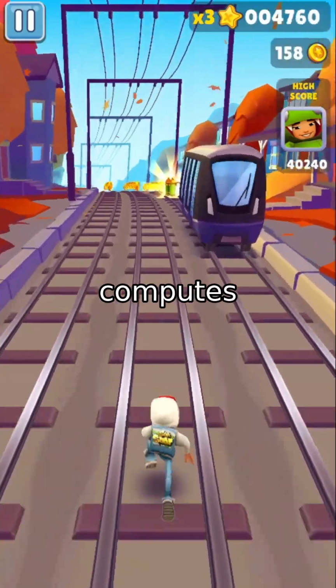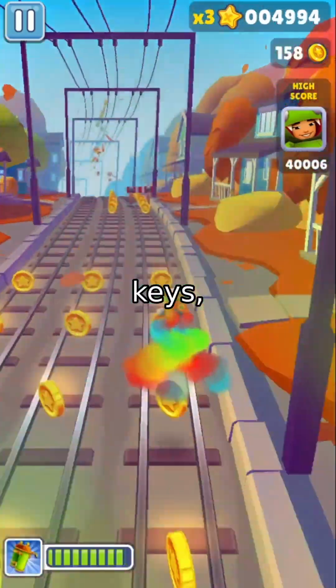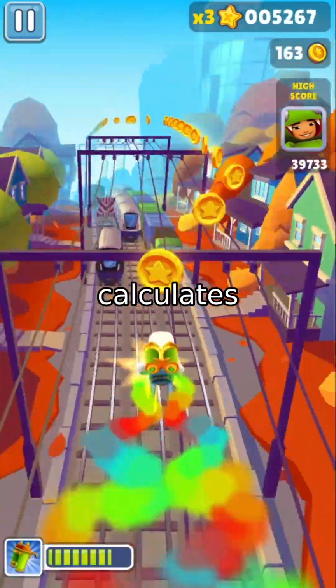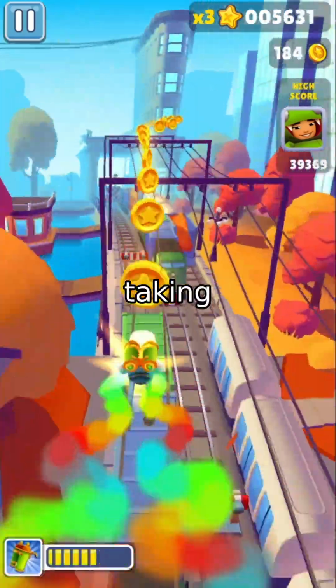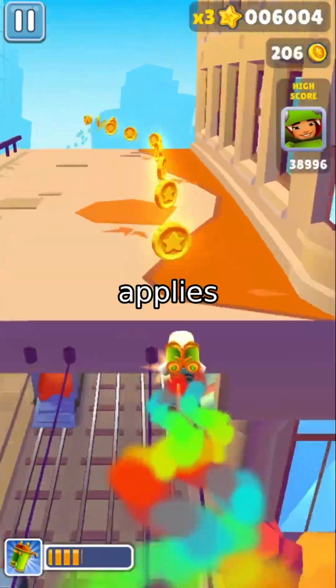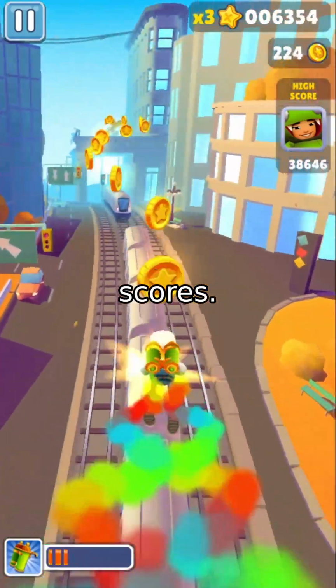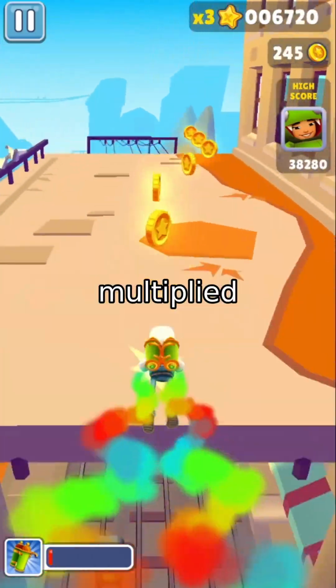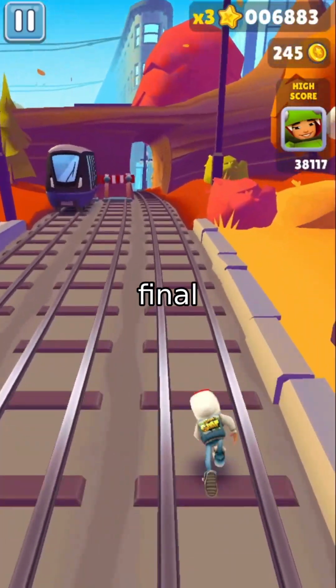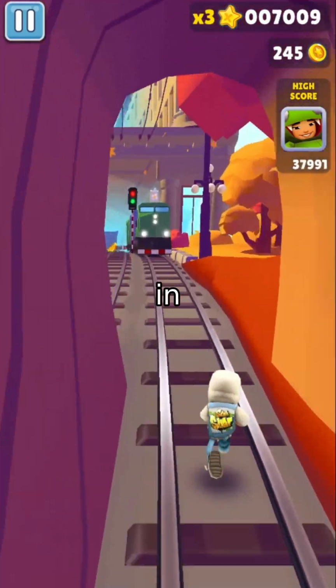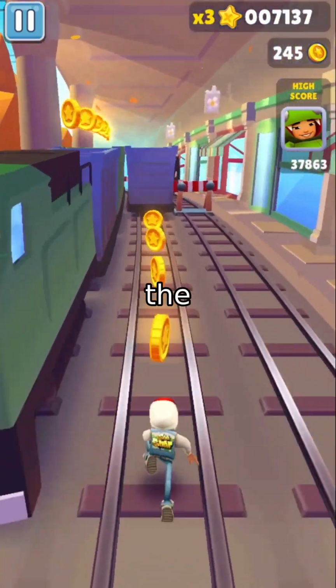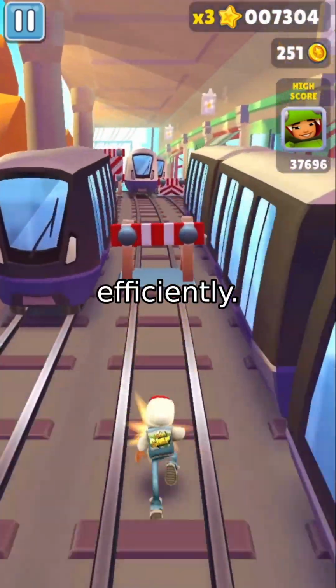Here's where it gets technical. The self-attention mechanism computes three vectors for each token: queries, keys, and values. The model calculates the relevance of each token to every other token by taking the dot product of queries and keys, then applies a softmax function to normalize these scores. These weighted sums are then multiplied by the corresponding values to produce the final output. This process happens in parallel across all tokens, enabling the model to capture complex relationships in text efficiently.